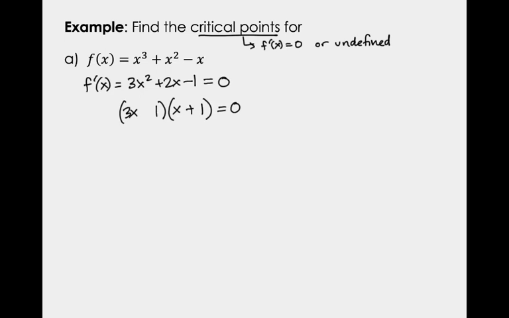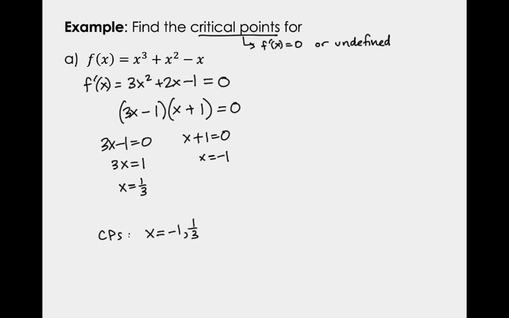Let's see, I need plus 3x and minus 1x to give me 2x. All right, so I factor it, and then I set my two factors equal to 0. So I'll add 1 to both sides over here. Divide by 3. Over here, I'll subtract 1 from both sides and get -1. All right, so this function has two numbers that make its derivative equal to 0: -1 and 1/3, and those are your critical points.